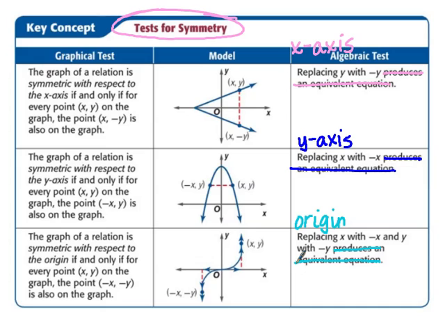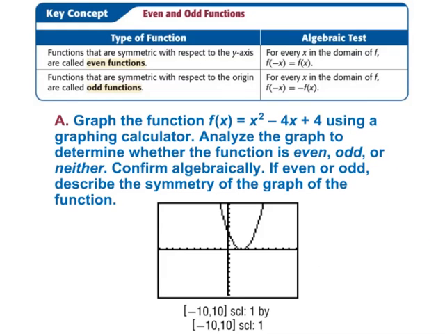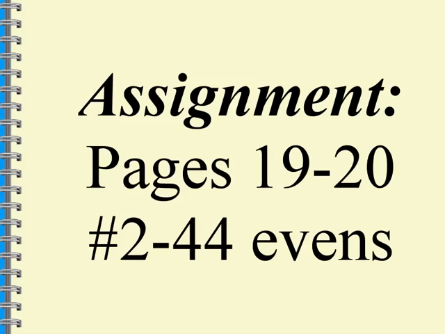Now I'm eventually going to go back to this, but for those people watching the video, I'm going to go directly to the assignment. This assignment is a 2-day assignment. Now I will go back to that page. This is your assignment, pages 19 and 20, 2 through 44 of the evens. You should be able to do roughly half of those tonight, which is only about 10 problems, because 2 through 44 is roughly 22 problems. Half of it is about 11.